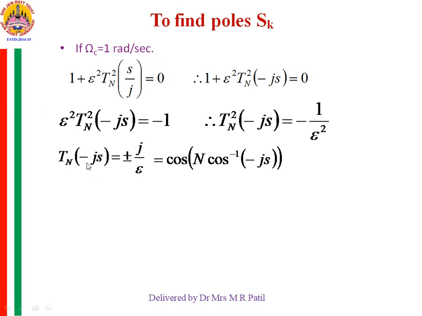Therefore, this Tn of minus Js, I can write as cos of n cos inverse of minus Js, which is equal to plus minus J by epsilon. Now, this cos inverse of minus Js, let me assume that it can be expressed in terms of real part and imaginary part, where I consider x as the real part and minus j into y the imaginary part. So, let us assume cos inverse of minus Js is equal to x minus jy.